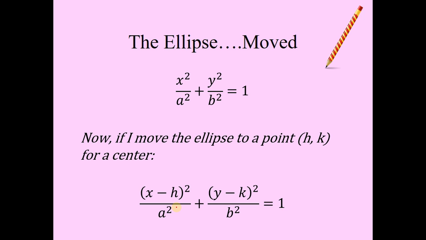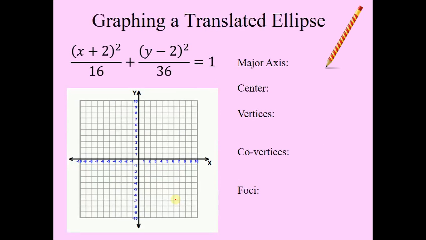We're always going to try to find our center first at (h, k). Now, it is going to be opposite of what you think it should be. So if I have a +3 for our h, my x value will be -3. Okay, let's take a look at a couple of examples here.